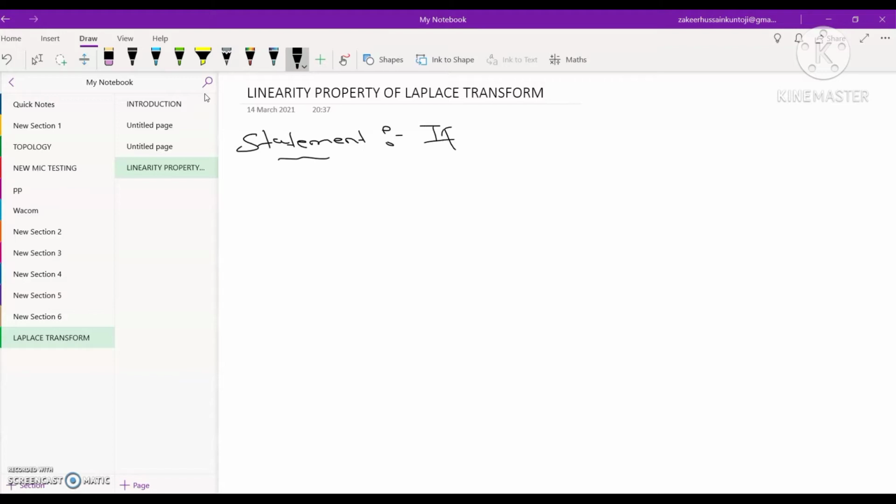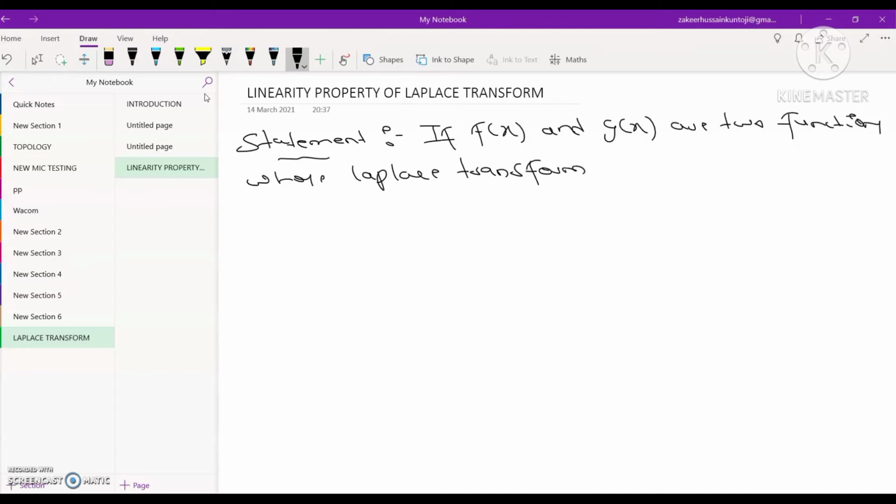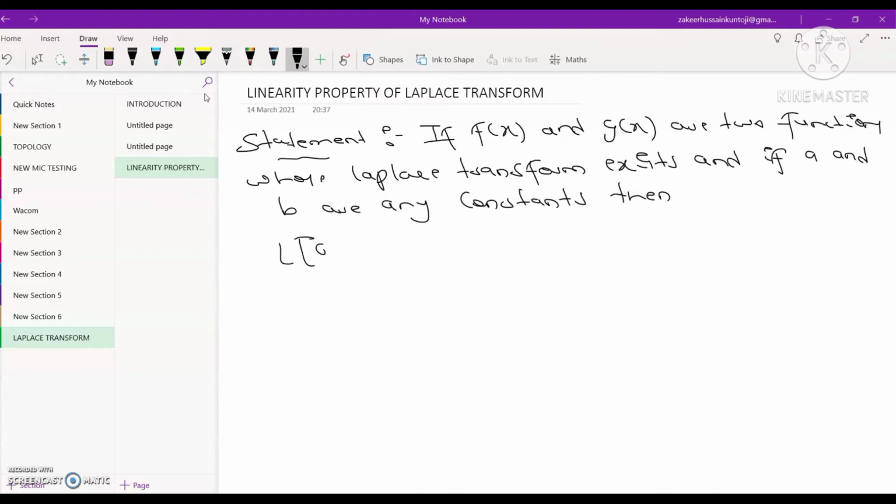If f of x and g of x are two functions whose Laplace transform exists, and if small a and small b are any constants, then the Laplace transform of a of f of x plus b of g of x is equal to a of Laplace transform of f of x plus b of Laplace transform of g of x.